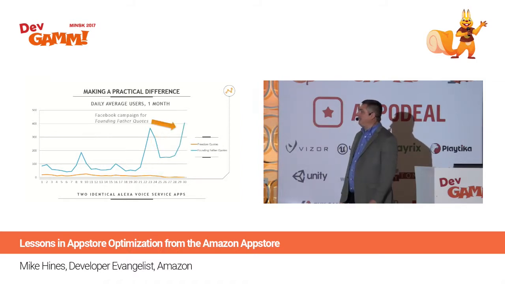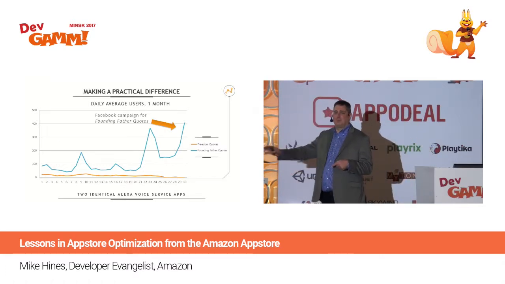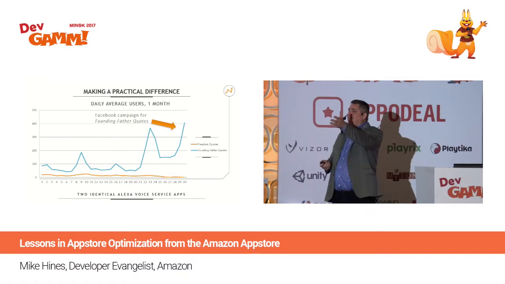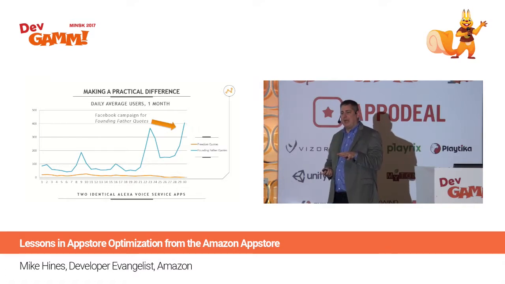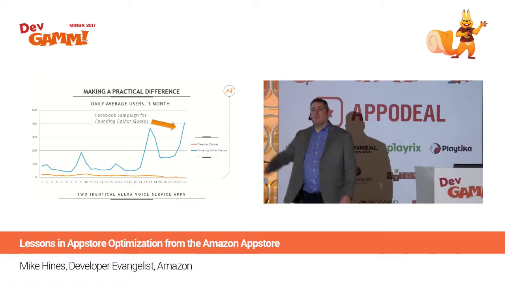And the Facebook campaign did really, really well. I didn't actually spend the money on the other game at this point because it's just kind of lost to me now. But I did it on Founding Fathers quotes. And after the Facebook campaign was over, I'm back down to about 275 unique users per day. And it's the same code base that's over there on the left-hand side of the chart. All I did was improve my marketing.